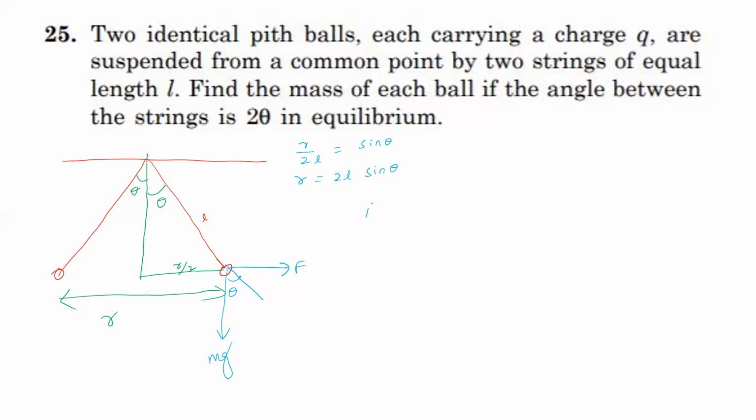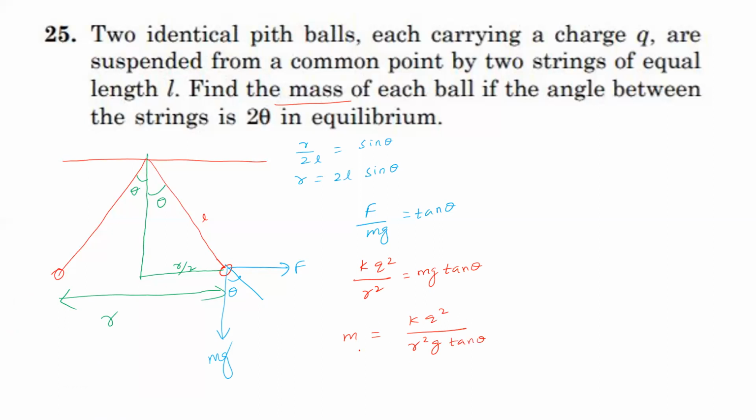And we know that F by mg is equal to tan theta, because opposite to theta the force is there, so opposite by adjacent side, F by mg is equal to tan theta. By simplifying, F value we know is kq square by r square, which is equal to mg tan theta. We need to find mass, so keep mass on one side and send the remaining things to the other side. So m is equal to kq square by r square g into tan theta.